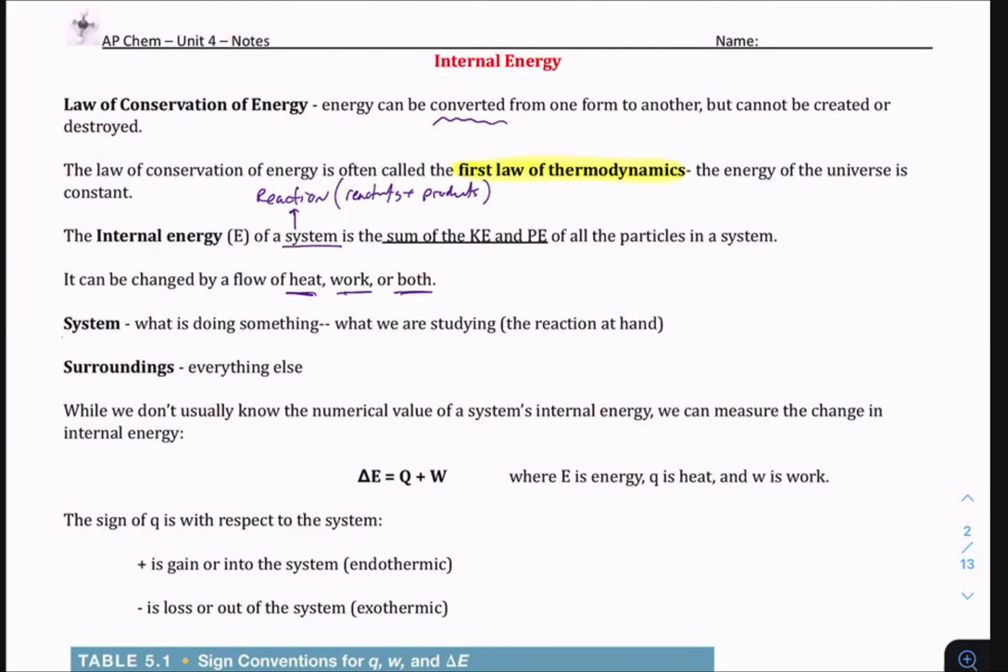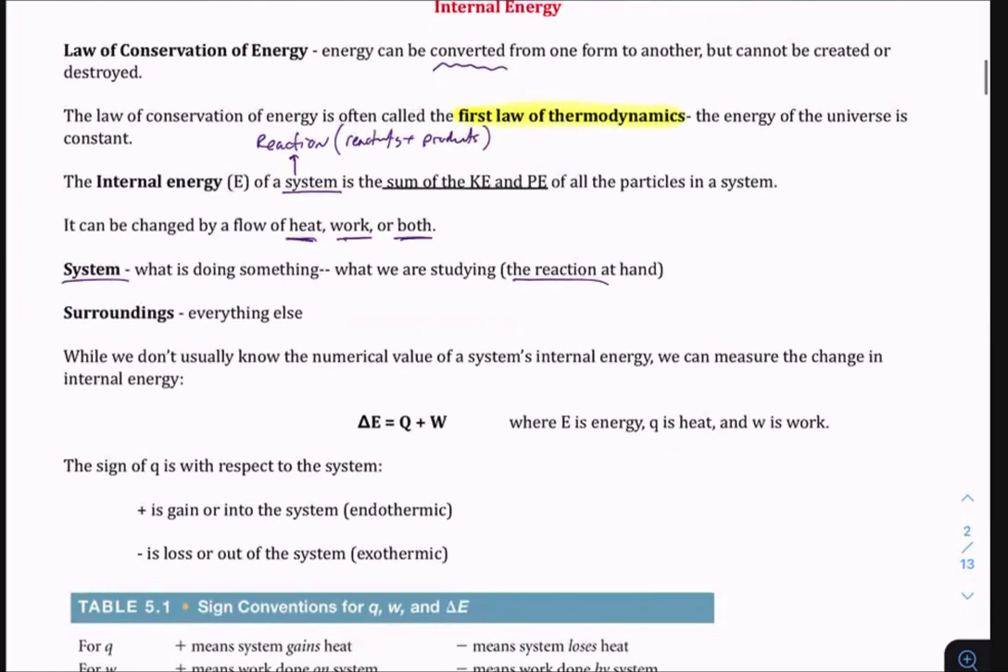Oh, hey, look, I defined system right here. Okay. So, the system is what is doing something, i.e. the reaction. Surroundings would be everything else. Okay. So if your reactants are mixed in a solution and the reaction is taking place in solution, the water, the solvent, is not one of the reactants or products. The water is the environment, the surroundings. The beaker is the surroundings. The lab bench is the surroundings. Your hand is the surroundings. Okay, literally the system is the reactants and the products, okay? So, know what we're talking about.